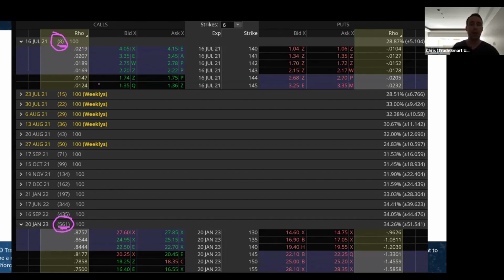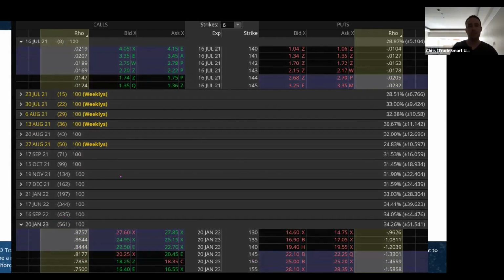So if we look at Rho, let's just take the 145s, because 143s don't exist out here in a year. It goes from 140 to 145. So if we look at the 145s here, for 8 days, you can see that it's 1.24 cents here in Rho. Whereas out to 561 days, these are being affected 81 cents if interest rates change.